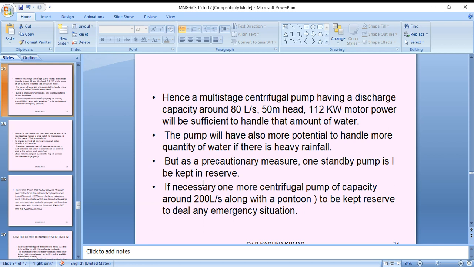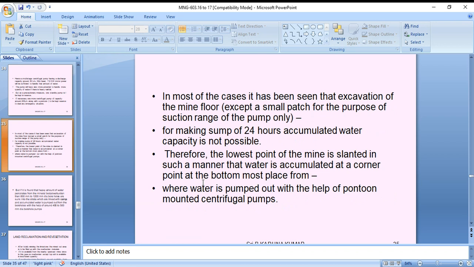But as a precautionary measure, a standby pump is also required, kept in reserve. If necessary, one more centrifugal pump of capacity around 200 liters per second is to be kept in reserve to deal with any emergency situation.